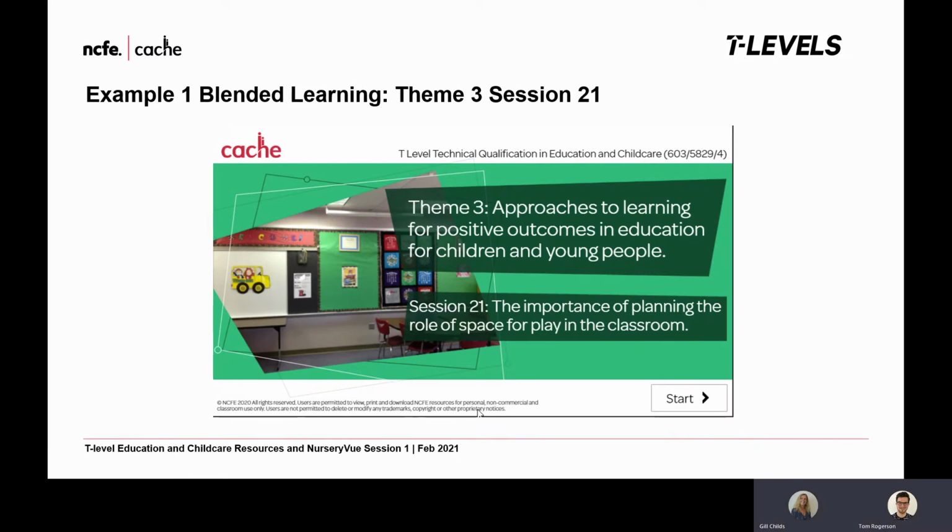We are now going to explore how NurseryVue can be used to support your delivery. For our first example, we are going to look at the blended learning session for Theme 3, Session 21. Remember that every blended learning session comes with a comprehensive and detailed session plan that can be amended and adapted to suit your delivery. This session is about the importance of planning the role of space for play in the classrooms. We will look at how NurseryVue can be used as either a recap or introduction to this session and how this will fit into the activities within this session.